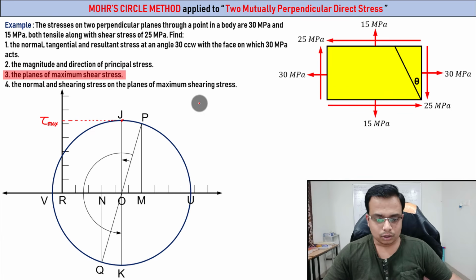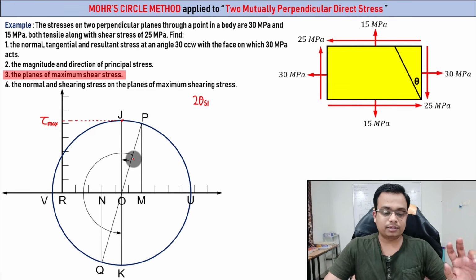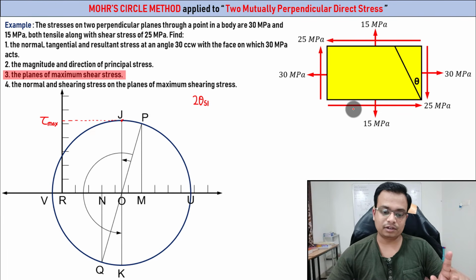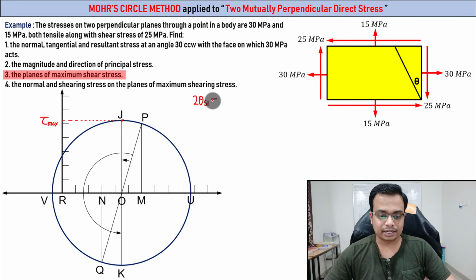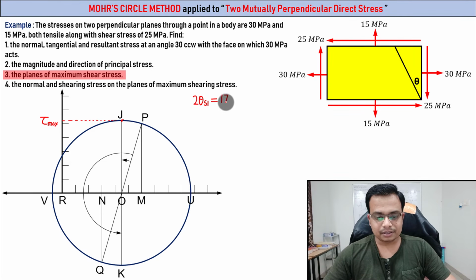Done. So 2 theta S1, the angle that you are going to get over here is twice. In the configuration diagram, it has to be halved. So that's why I'm writing this as 2 theta S1. If you try to measure this up, this is going to work out as 17 degrees.